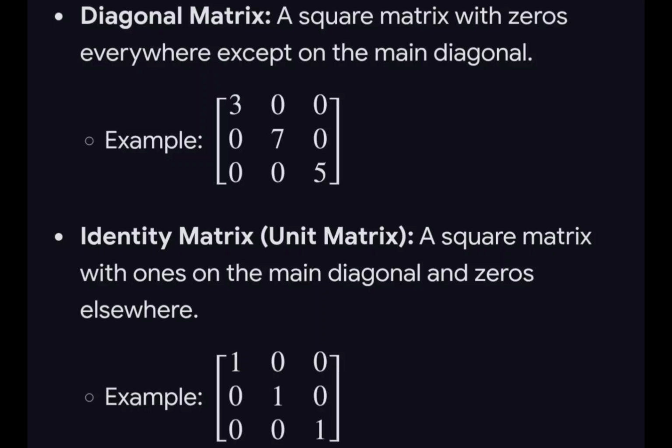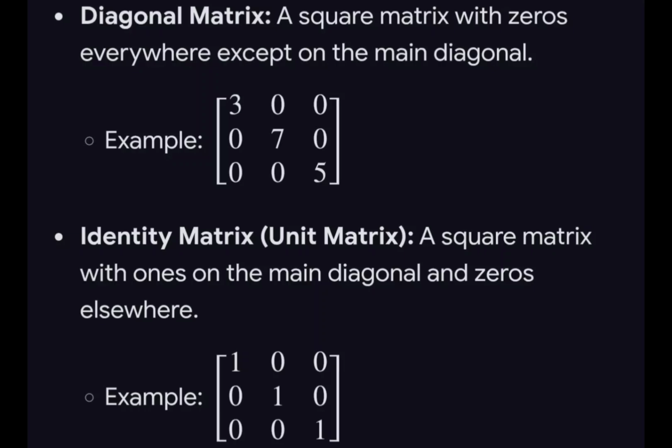The next type is the diagonal matrix, which is a square matrix with zeros everywhere except on the main diagonal. The main diagonal is also known as the leading diagonal. As given in the example, it forms 3, 0, 0, 0, 7, 0 and 0, 0, 5. So the elements 3, 7, 5 form the leading diagonal or the main diagonal.